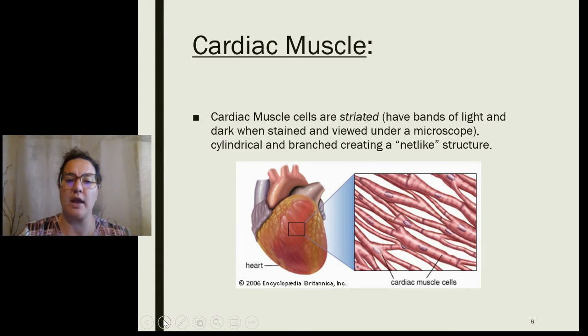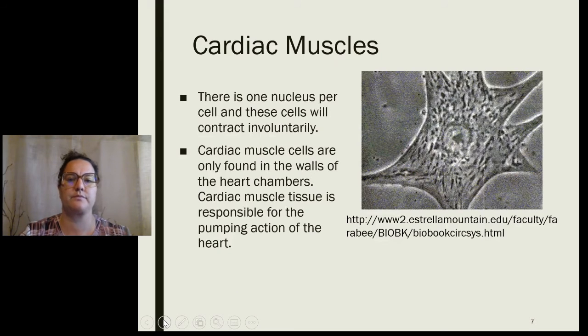Cardiac muscles are striated, which means they have bands of light and dark when stained and viewed under a microscope. They're cylindrical and branched, creating net-like structures. There is one nucleus per cell, and these cells contract involuntarily. They're only found in the walls of the heart chambers, and they're responsible for the pumping action of the heart.